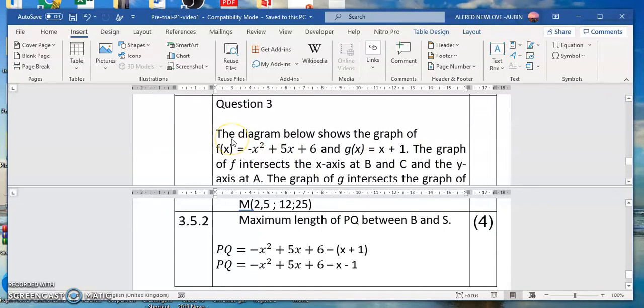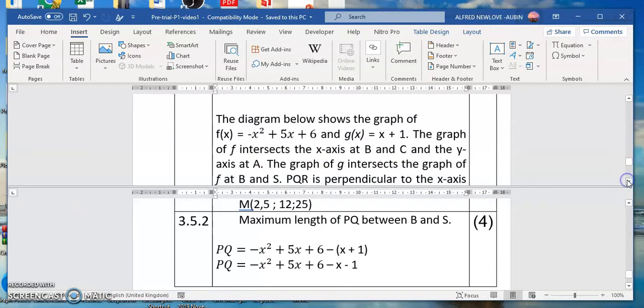The question says, the diagram below shows the graph of f, which is this one, and g, which is this. The graph of f intersects the x-axis at B and C, and the y-axis at A. Okay, let me show you the graph.